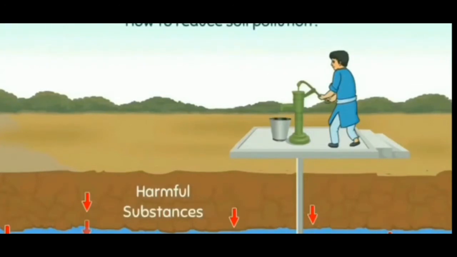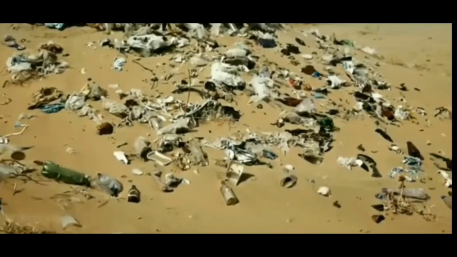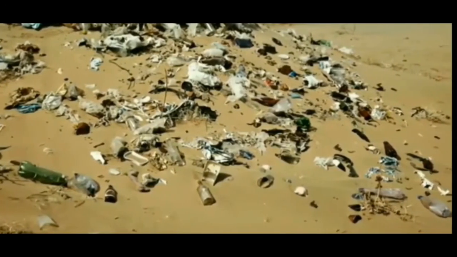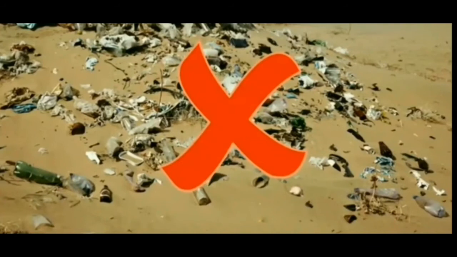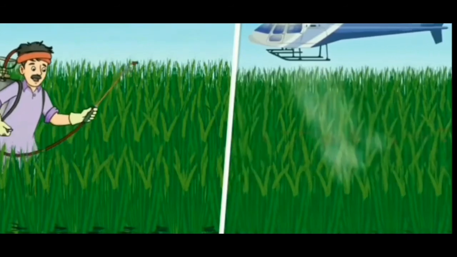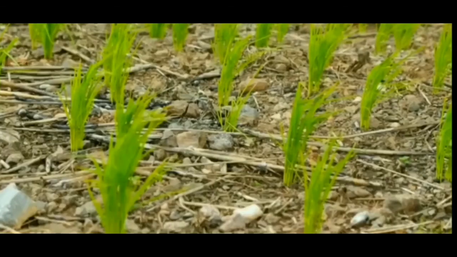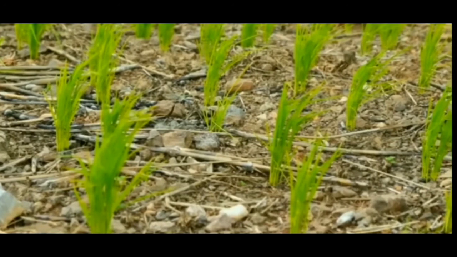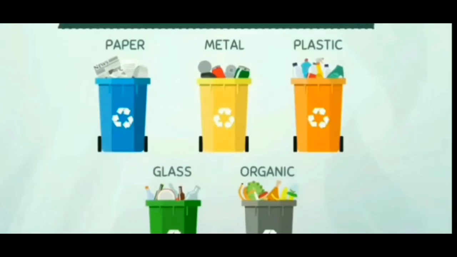What measures can be taken to reduce soil pollution? For that, plastic waste should not be dumped on the soil. We can also discourage fertilizer and chemical use in farming. Plants and trees should be grown on empty lands and we should practice recycling as much as possible.